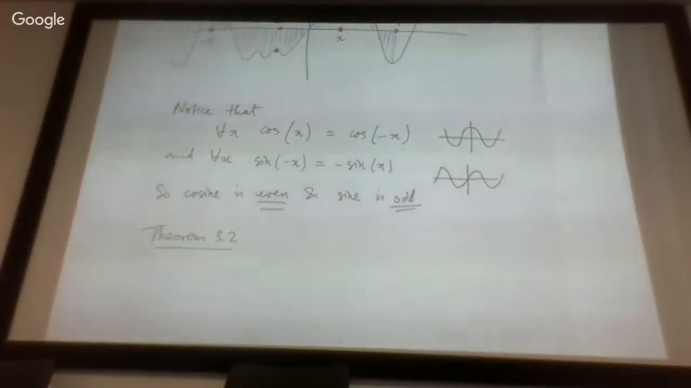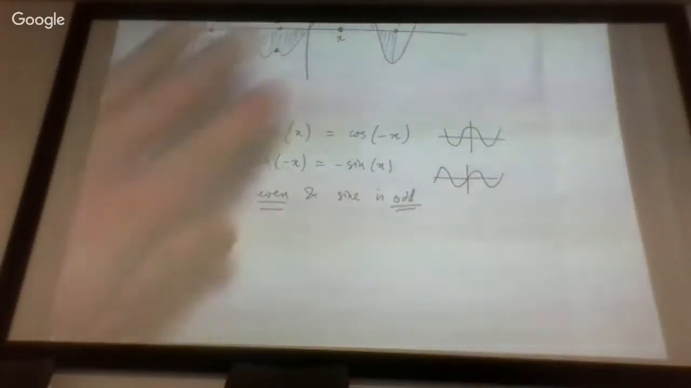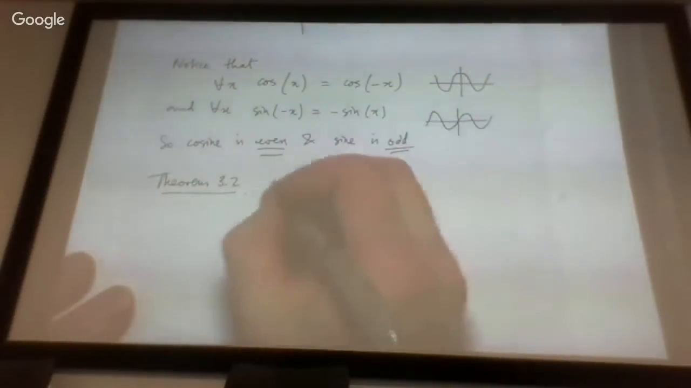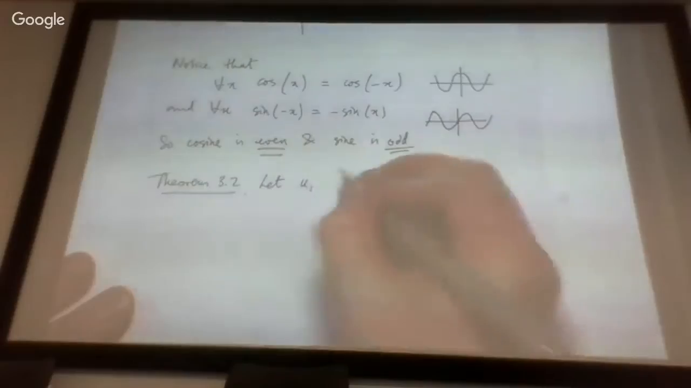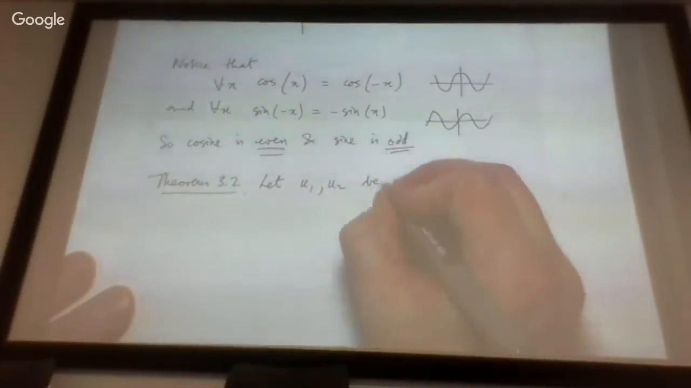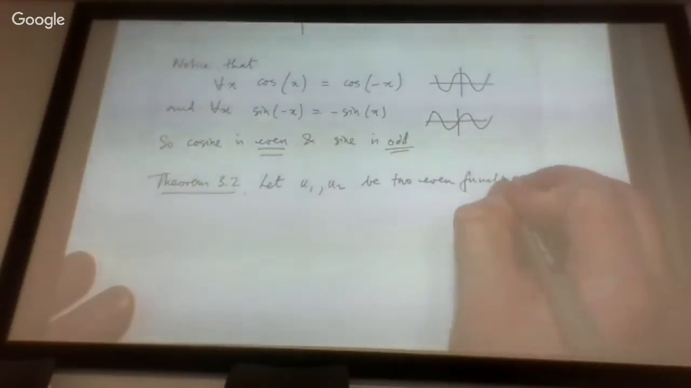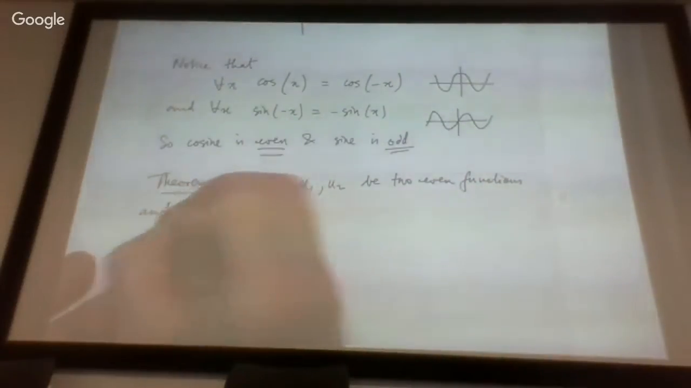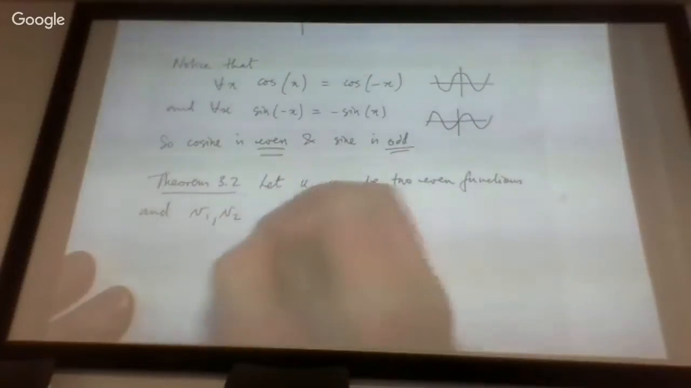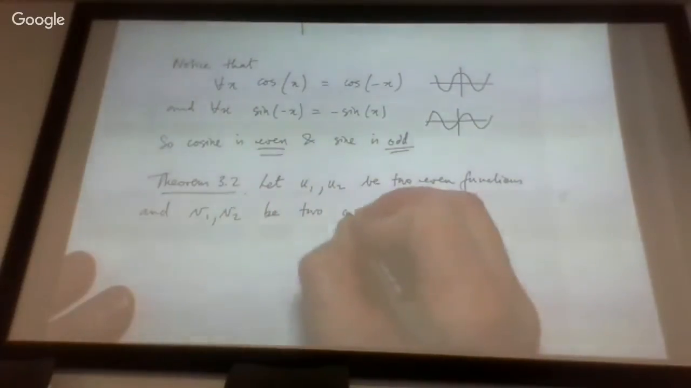Okay, so theorem 3.2, we want to understand these products. And you can see the result there. The product of two evens is even. The product of two odds is even. And the product of an even and an odd is odd. Okay. So we want to let u1 and u2 be two even functions, and v1, v2 be two odd functions.